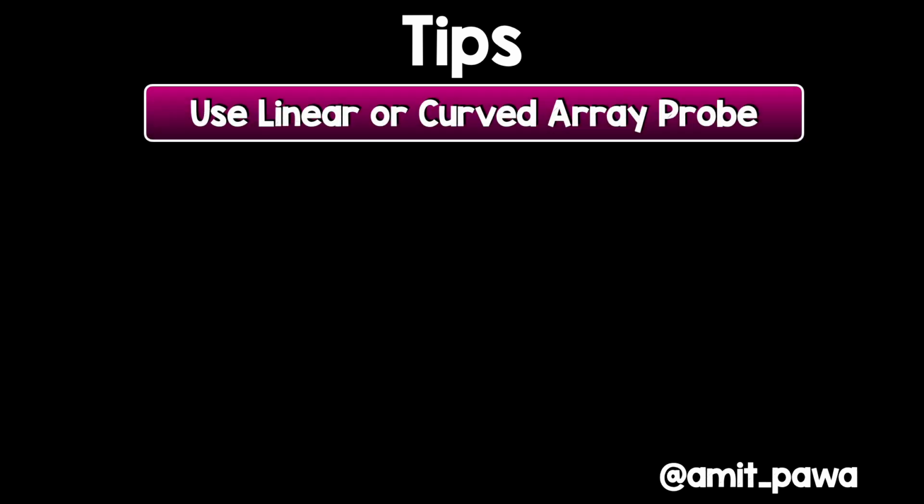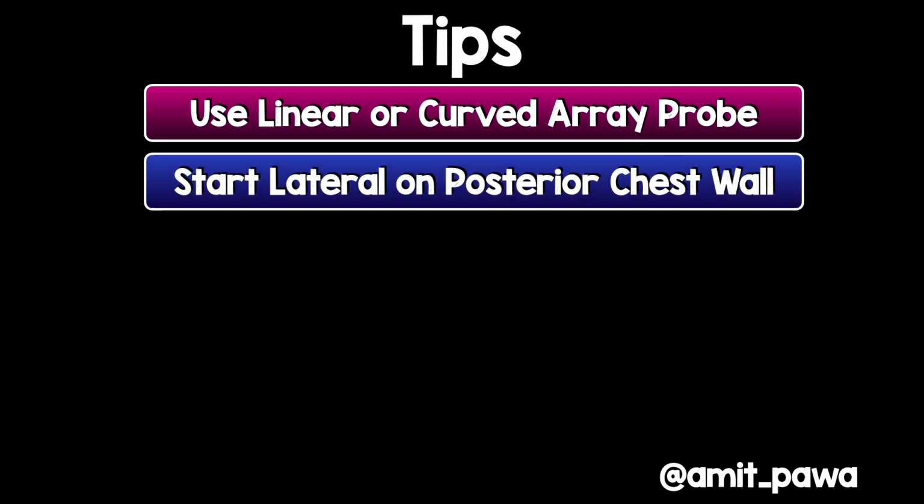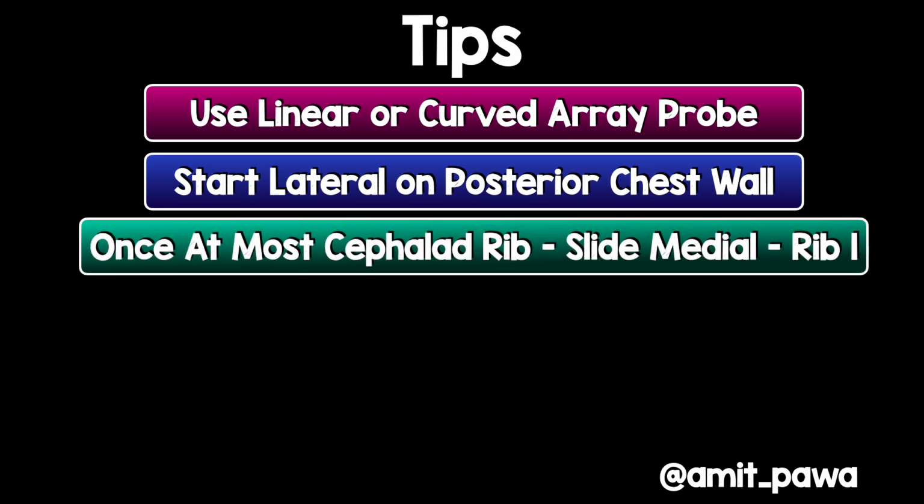And finally, we've got some tips. Use a linear or a curved array probe depending on your patient's body habitus. When you start scanning, make sure you're lateral on the posterior chest wall and scanning over the ribs, not inadvertently scanning over the transverse processes. Once you reach the most cephalad rib, at that point slide medial to see the rib 1 pop into view.